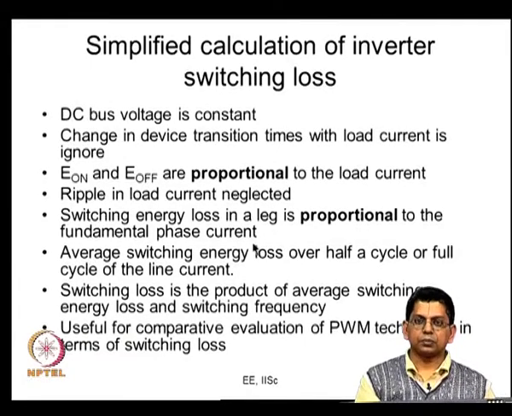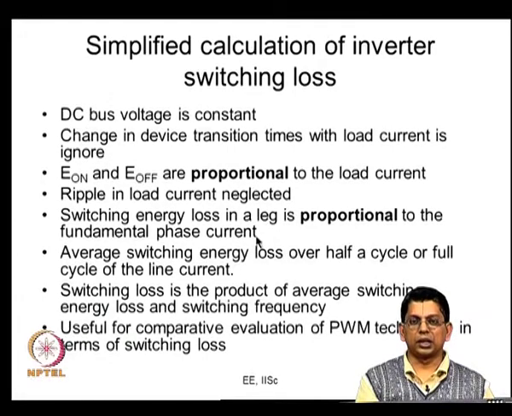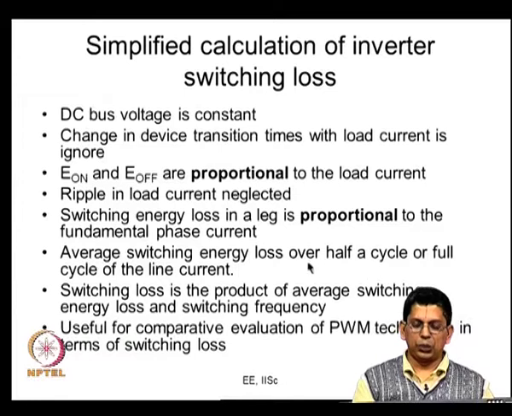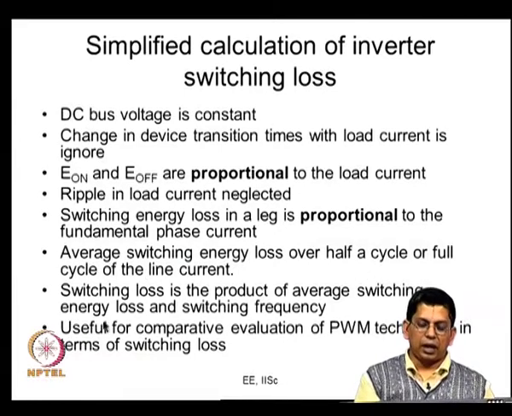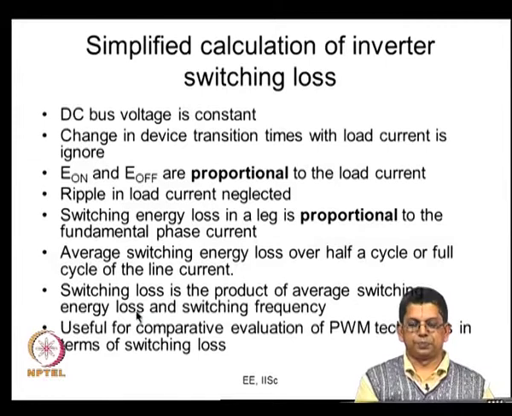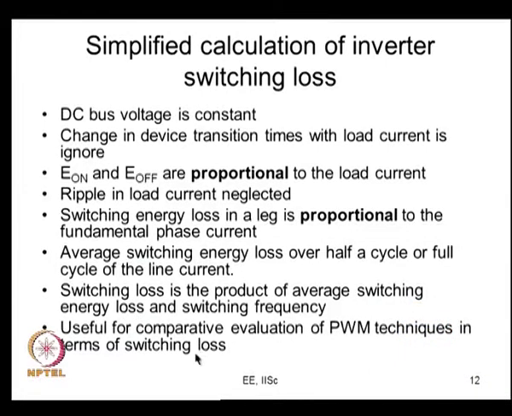Once you have that, it is easy for you to evaluate. This energy loss is directly proportional to current. So, getting its average value over a half cycle of the current waveform is very simple, because E on, E off, and E on plus E off are also sinusoidal functions. You can very easily evaluate the average and come up with the power lost. So, it is easy for us to do a comparative evaluation of these various PWM techniques in terms of switching loss. When you want to compare two different PWM methods, these simplifying assumptions make it really easy. That will certainly be helpful for us in designing new PWM methods.